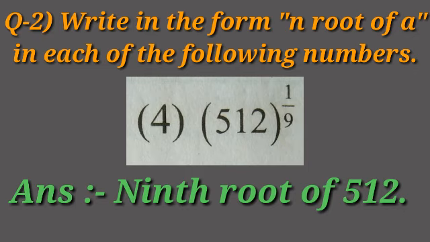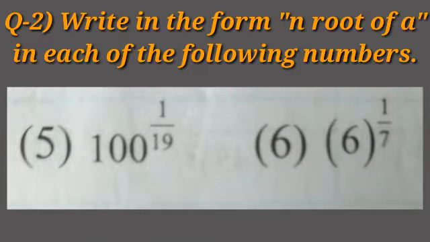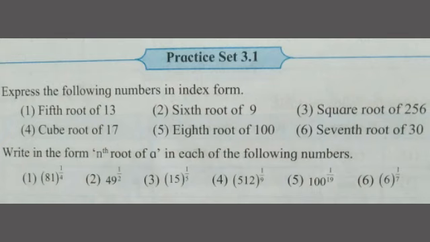Up to now we have solved our fourth question from question number 2. Now the remaining two, question number 5, where 100 is the base and 1 upon 19 is the index, and the sixth one, where 6 is the base and 1 upon 7 is the index number, you are going to complete in your classwork notebook. Like that, your question number 2 will be over. Hence, in this way we have finished our practice set number 3.1. Students, you have to practice a lot.